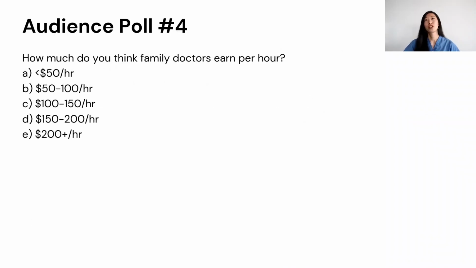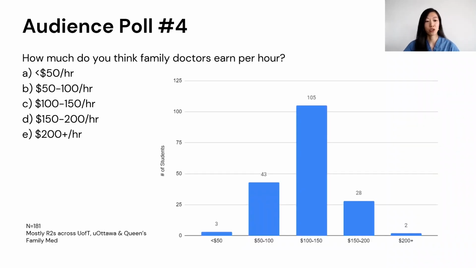And this was kind of just a curiosity poll. I just wanted to see what students thought family doctors made per hour. About 181 students answered, and the majority of them said about $100 to $150 an hour. I don't think they're wrong, but there's another learning point I wanted to make with this question, which I'll talk about in the upcoming slides.